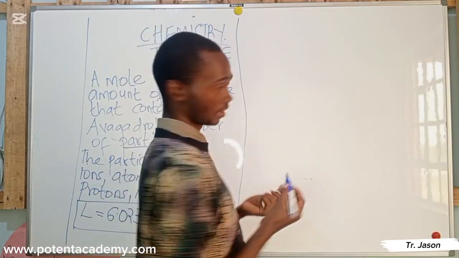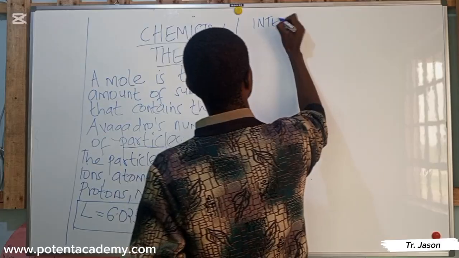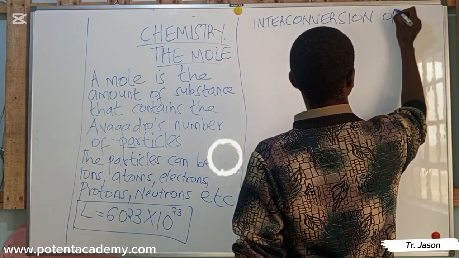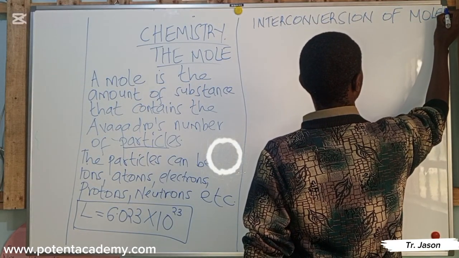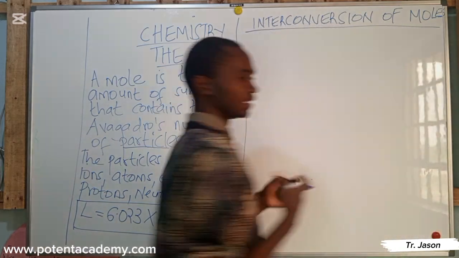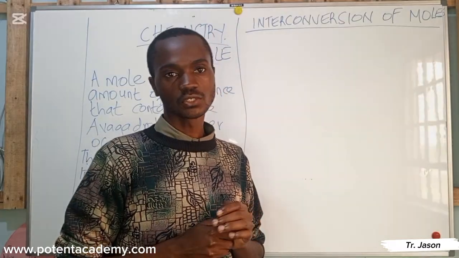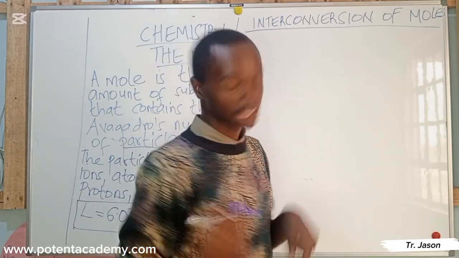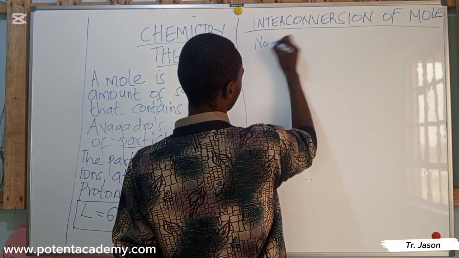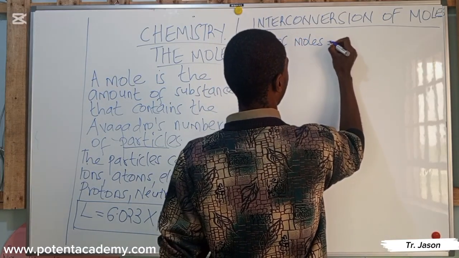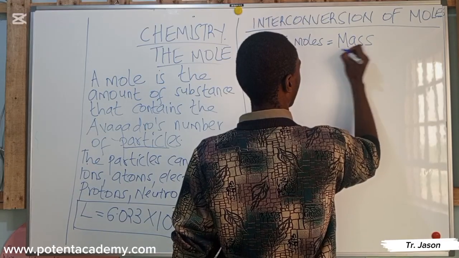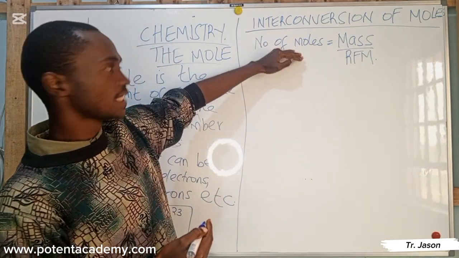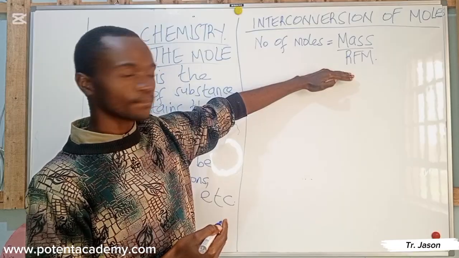Now let's move on to the interconversion of moles. Interconversion of moles entails converting moles into mass and converting mass into moles. And what is the relationship between mass and moles? The number of moles is given by mass all over RFM. That is the relationship.